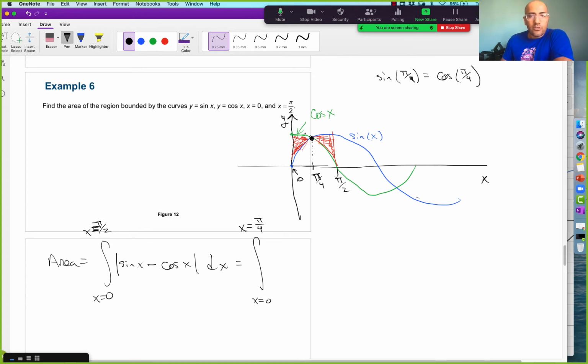And in that little region, the cosine function is bigger. So I'm going to do cosine of x minus sine of x, no absolute values. I'll put parentheses because it needs to have a dx there, and the dx applies to the whole thing. Plus, now I have to do the other integral, where x ranges from pi over 4 all the way up to x equals pi over 2. In that little region, it's the other way around. Sine is bigger, minus the cosine: sine of x minus cosine of x, parentheses, dx.